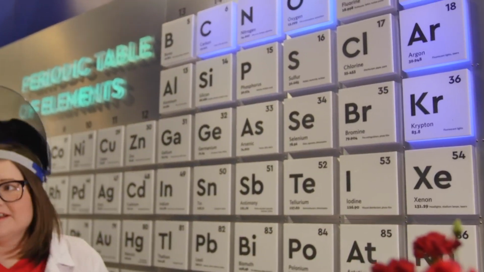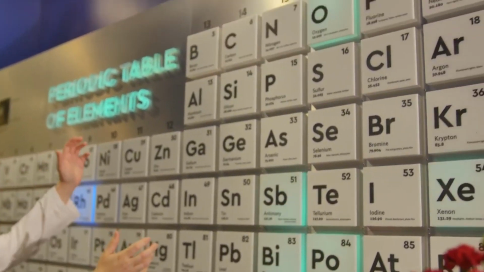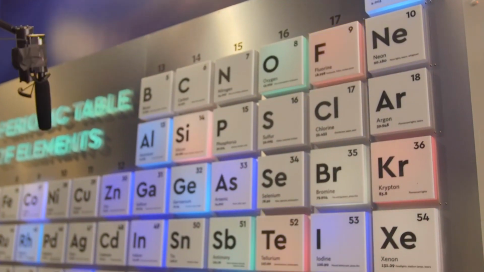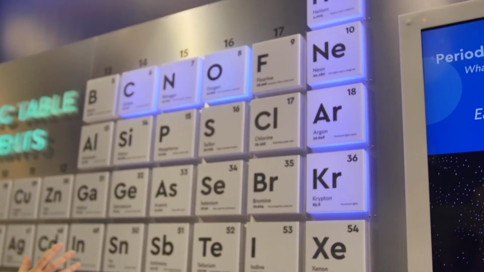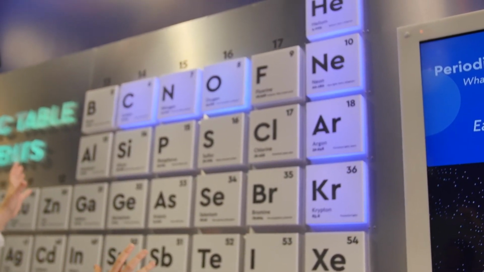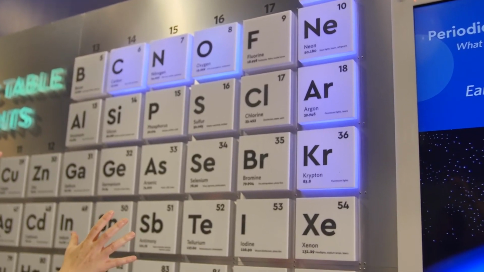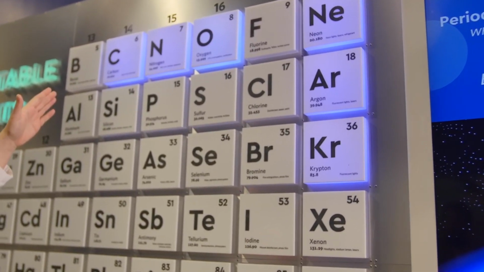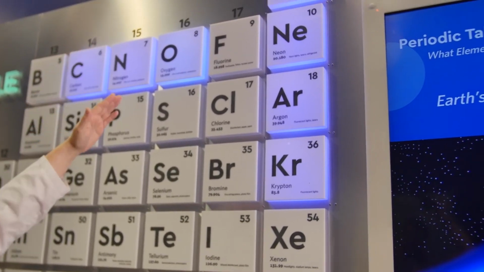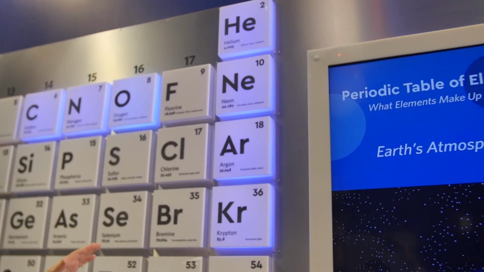I see that our assistant over here has gone ahead and lit up a couple of the elements. There are different ways we can group the elements. One of the things we can look at are the elements that are found in Earth's atmosphere, okay? So you see we have carbon, nitrogen, oxygen, helium, neon, argon, and krypton.